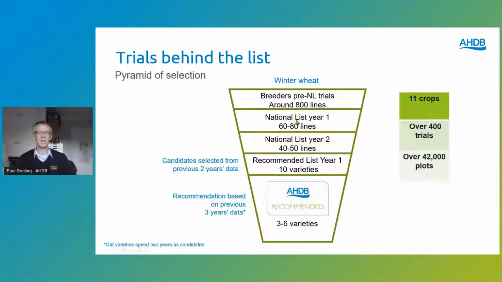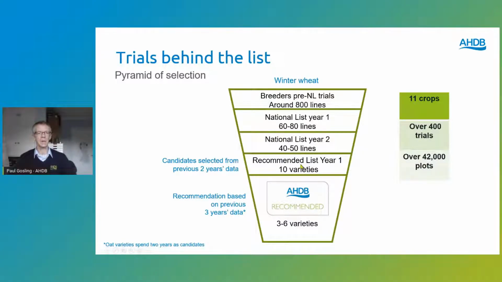At the end of the first year of national listing, the breeders will select the best of those ones to go into year two national listing. And at the end of the year two, the breeders allow us to see this data. The data that comes out of these trials is their data, it's not ours. But as part of the RL consortium, they allow us to see this data, and the crop committees will use that data to select the best of these national list varieties to go into our first year of recommended list trials.